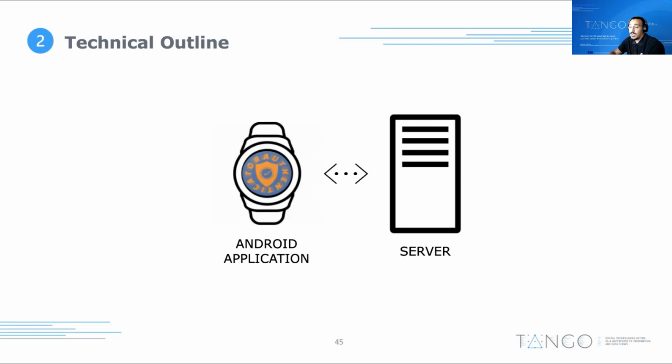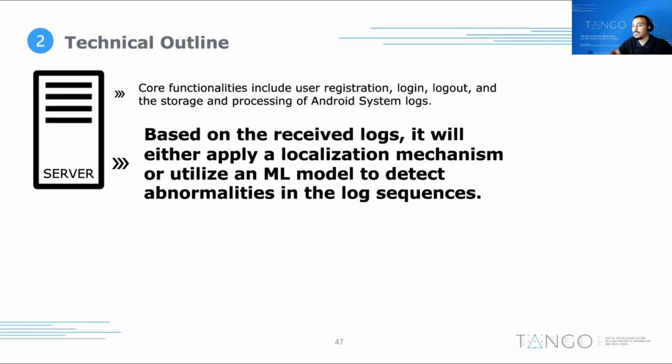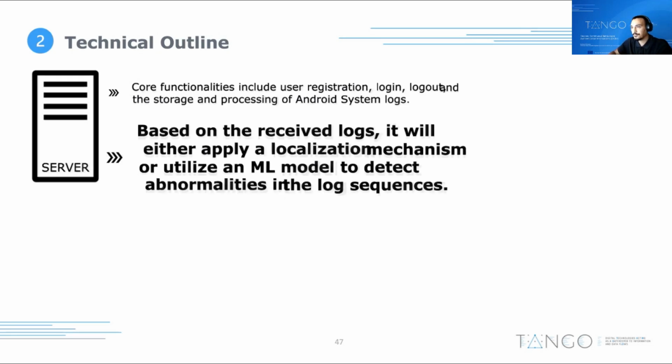So this is how we use our application. Just to conclude, it filters the logs and transmits them to the second component of our system architecture, which is a server. Its core functionalities include user registration upon their first login. It also handles login, authentication and logout, and most importantly, it manages the storage and processing of the incoming system logs. Based on the received logs, it will either apply a localization mechanism or utilize a machine learning model to detect abnormalities in the log sequences.